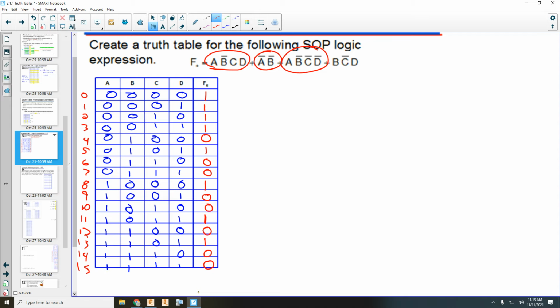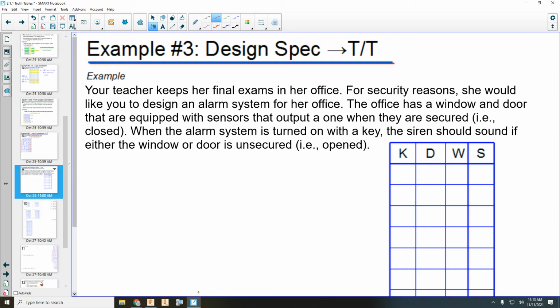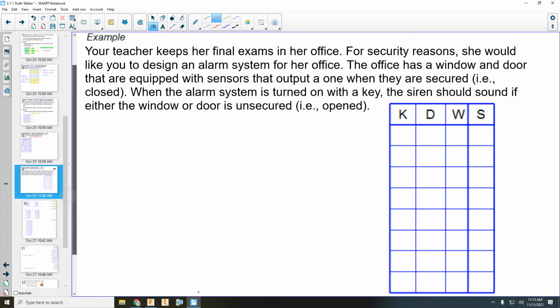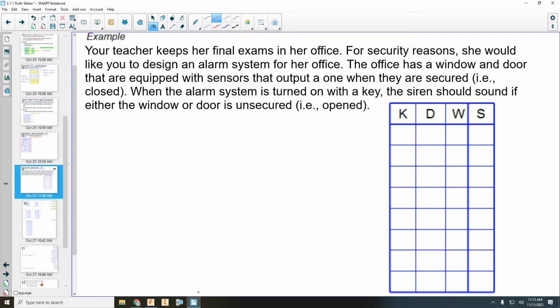And then this is just basically level 1 depth of knowledge problems. Level 2 depth of knowledge, or it could even be level 3. We could get into a situation where we have an application problem. So what we have is, let's see, our teacher keeps her final exams in her office, and for security reasons, she would like you to design an alarm system for her office.